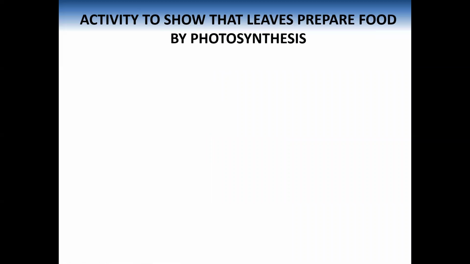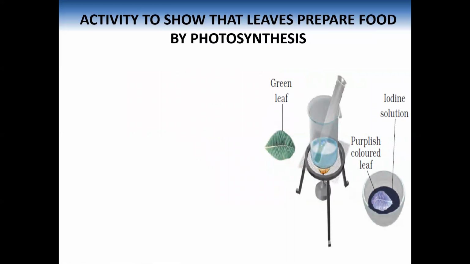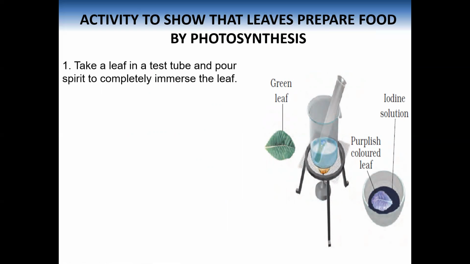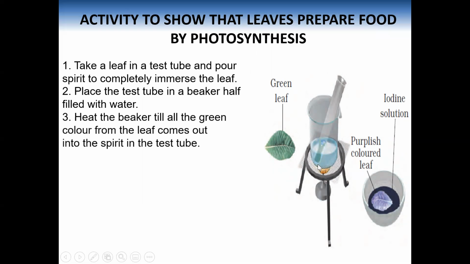Activity to show that leaves prepare food by photosynthesis. In this activity, you have to take a leaf in a test tube and pour spirit, which is also known as alcohol, to completely immerse the leaf. So this is the test tube in which a leaf is present along with alcohol or spirit. Place the test tube in a beaker half filled with water. So this is the beaker in which water is present. Heat the beaker till all the green color from the leaf comes out into the spirit in the test tube.